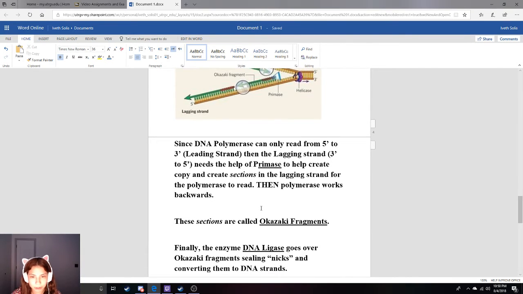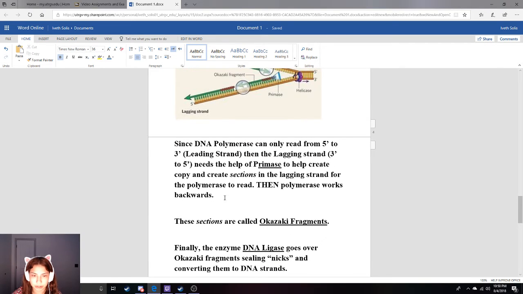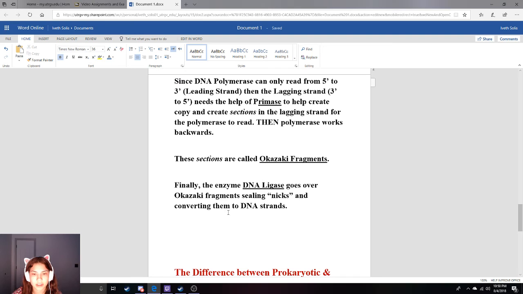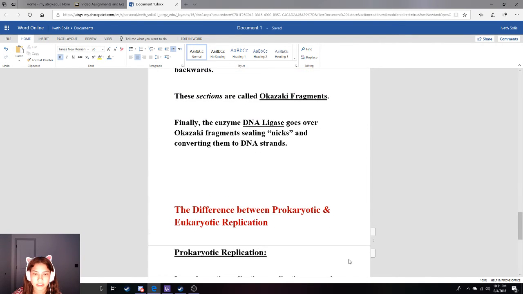And since DNA polymerase can only read 5 to 3 in the leading strand, it has trouble with the lagging strand, which is 3 to 5. The help of primase creates sections that are called the Okazaki fragments, so it can work backwards. And finally, the enzyme DNA ligase goes over the Okazaki fragments, sealing nicks and converting them into DNA strands.